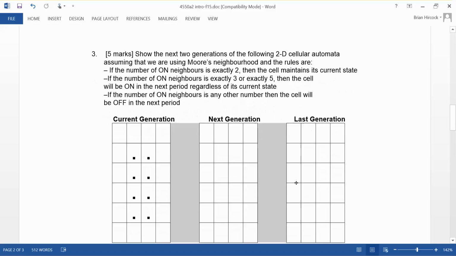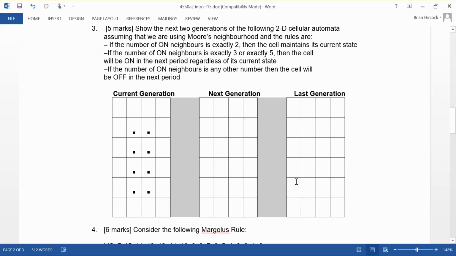Question number 3. This deals with two-dimensional cellular automata. We have here the current generation. This is a set of rules. This is the game of life with an addition. It says if the number of odd neighbors is exactly 3 or exactly 5, then the cell will be on in the next generation regardless of its current state.